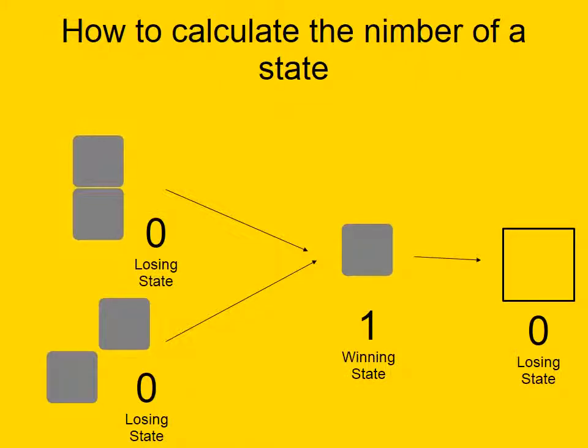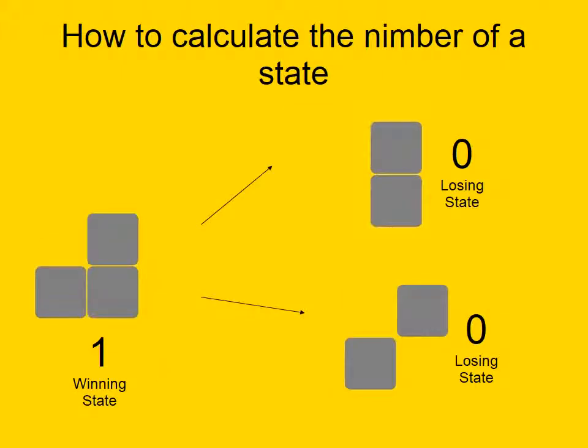Then by definition, if there is no more empty square, the nim value is 0. Then the nim value of this state is 1 because the minimum excluded value is 1. The same for this. The minimum excluded value of this state is 0 because based on the next state, which is 1. The same for this too.